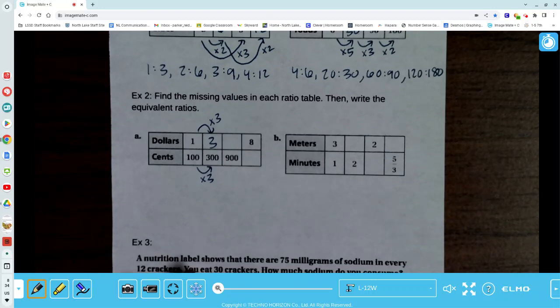Okay, next I need to get to 900. Should we start at the 100? Should we start at the 300? Does it not matter?